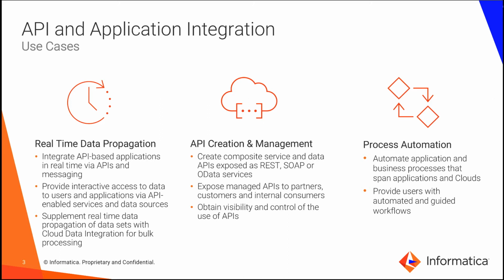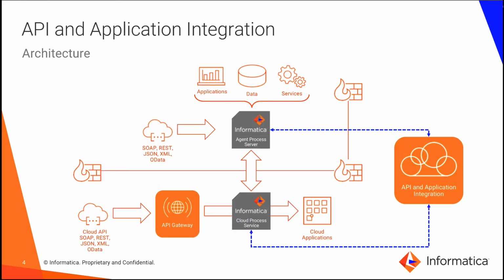And the third capability of API and application integration is process automation, which provides you the ability to manage business processes that span applications, in cloud, and on-premises. With application integration, you deploy processes and their associated APIs in the cloud or on-premises to meet the needs of your customers, partners, and lines of businesses wherever they are.